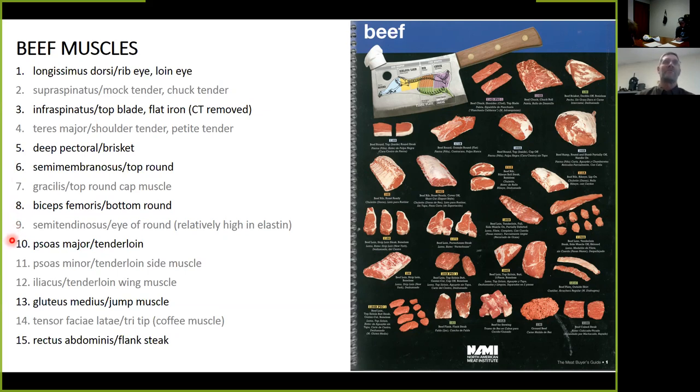We have the psoas major, the tenderloin, which lies inside the body cavity and is more tender. It has much less connective tissue. The gluteus medius, or the jump muscle, and the rectus abdominis, or the flank muscle. So what I want you to do now is to take a minute and see if you can identify which cuts on the right-hand side here might have the longissimus dorsi muscle in them.